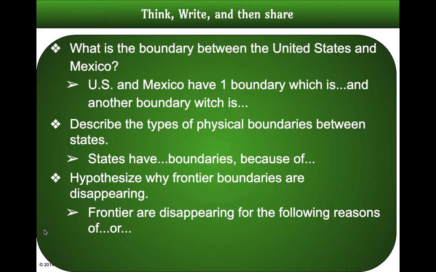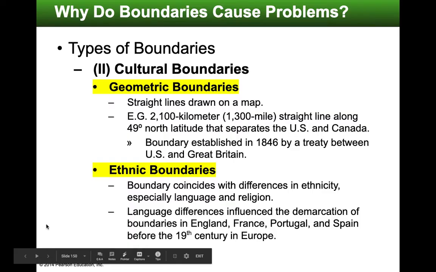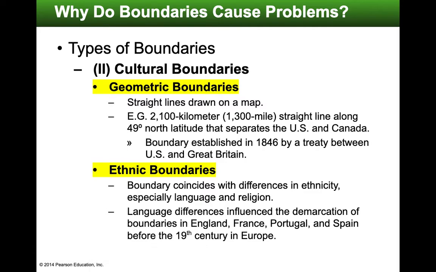Quickly review what we've learned. Geometric boundaries are cultural boundaries. When we talk about cultural boundaries, there are three types: ethnic boundaries, religious boundaries, and language boundaries. Cultural boundaries can be geometric. Those are drawn by an invisible line or a geometric line.